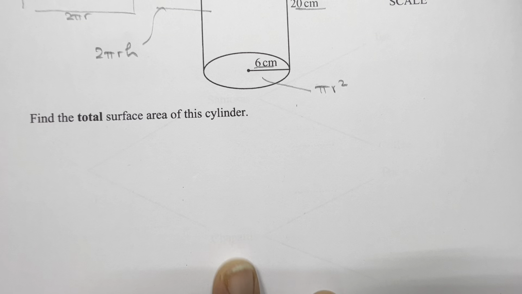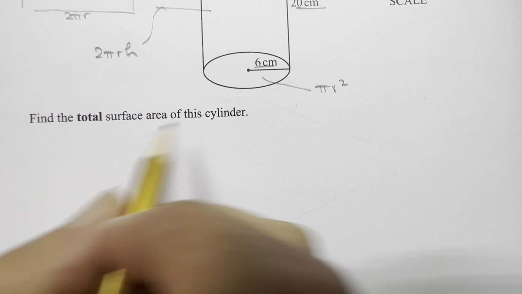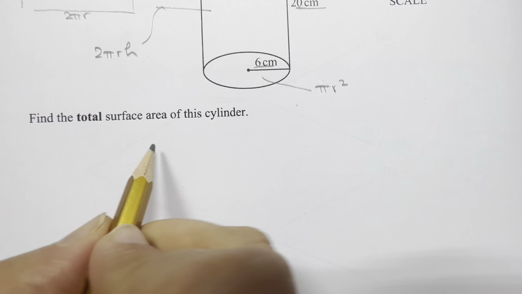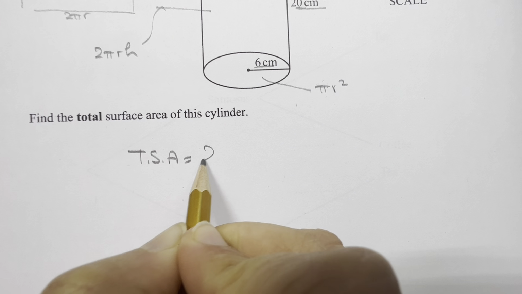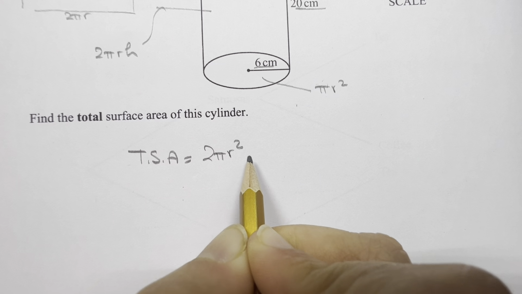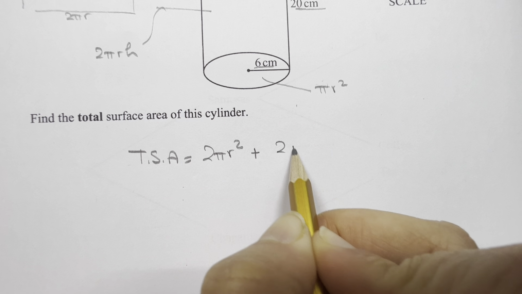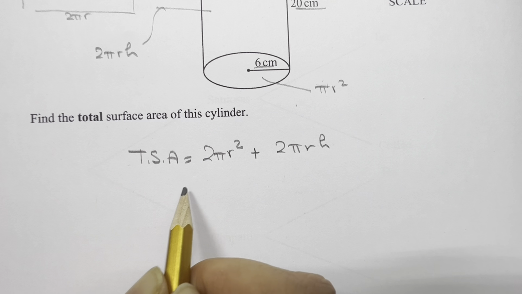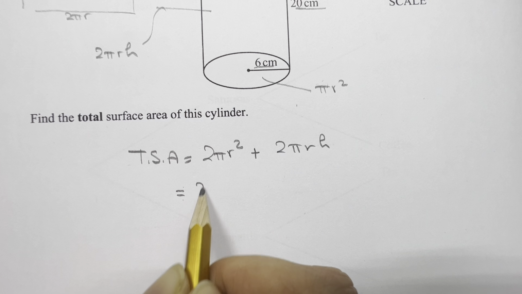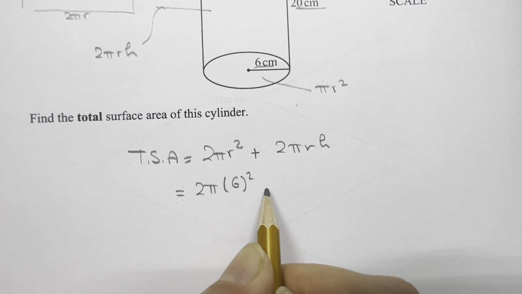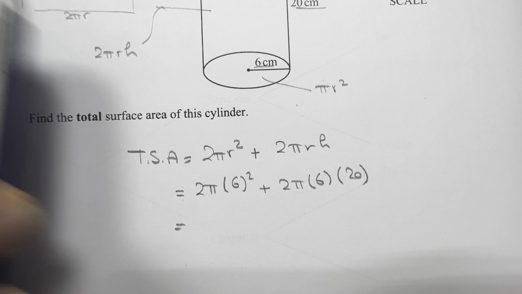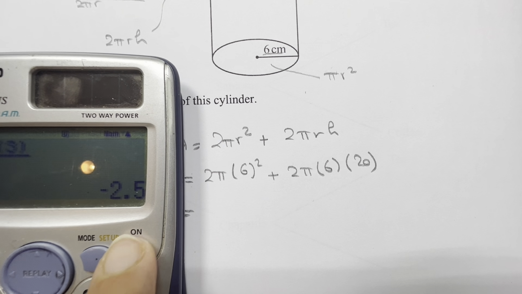So the total area will be what? It will be 2 of them. Total surface area will be equal to 2 pi r squared plus 2 pi r h. Then substitute: 2 pi, and the radius equals 6 to the power 2, plus 2 pi, the radius equals 6 and the height equals 20, and go direct to the calculator and do this.